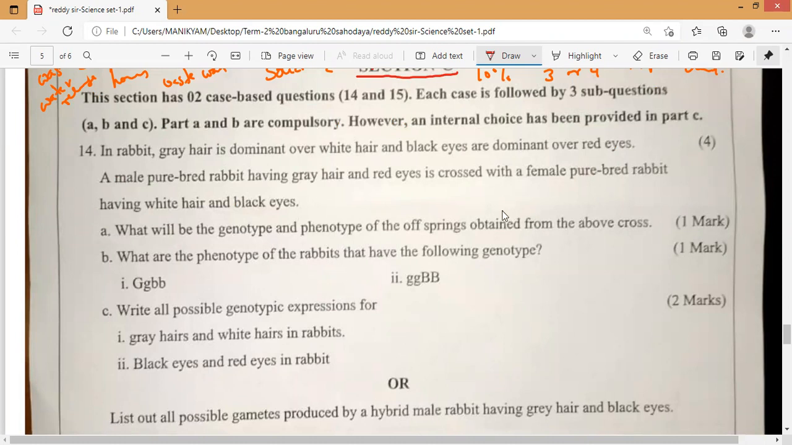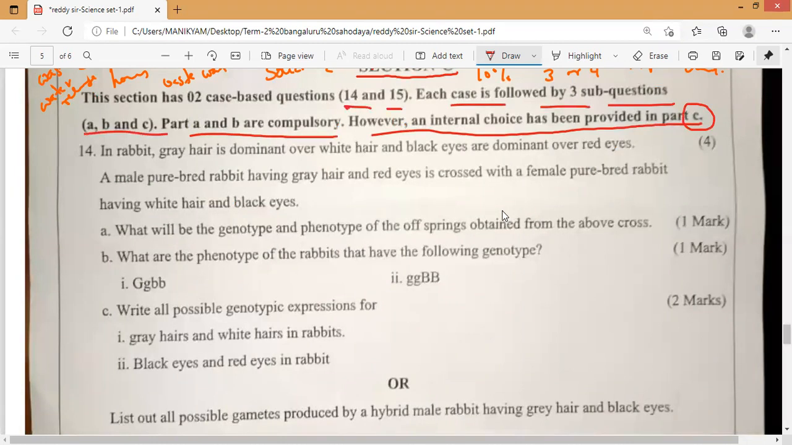This section has two case-based questions, 14 and 15. Each case is followed by 3 sub-questions, A, B, C. Parts A and B are compulsory. However, an internal choice has been provided in Part C. So once again, I'm saying Part C alone, they are providing internal choice. That internal choice is only for Part C, not an alternative question for A, B, C. Kindly remember. I heard that students were still confused about this in the re-exam also, correct? So be a little careful.